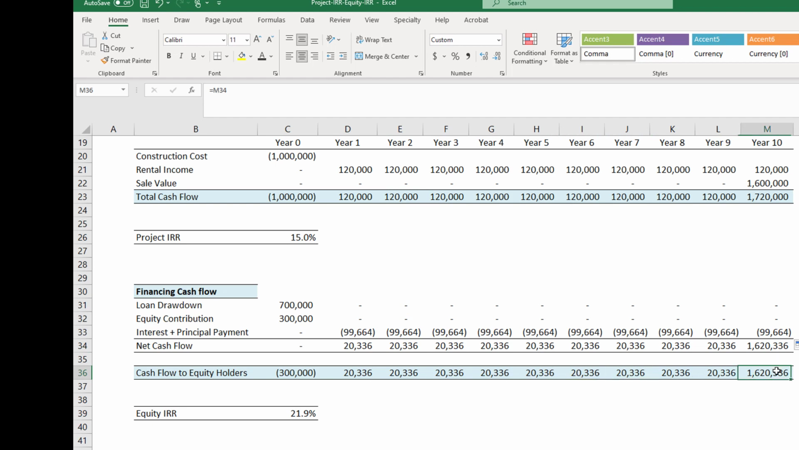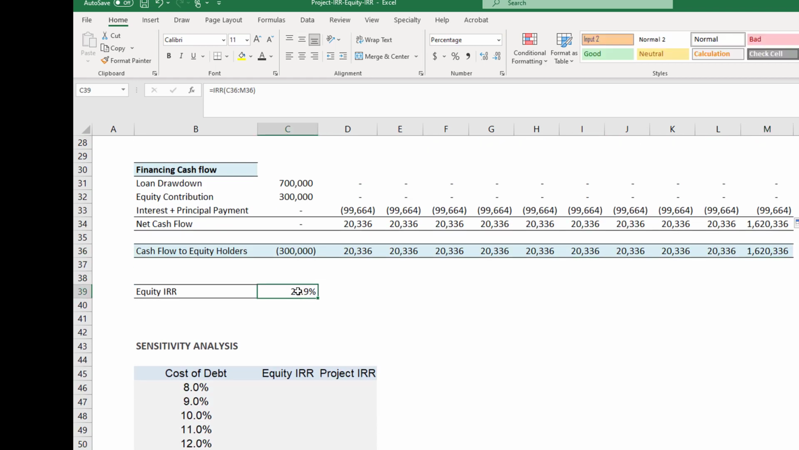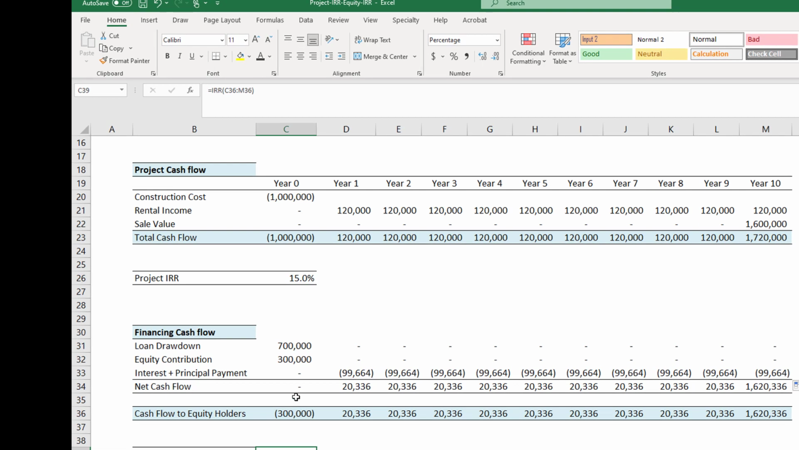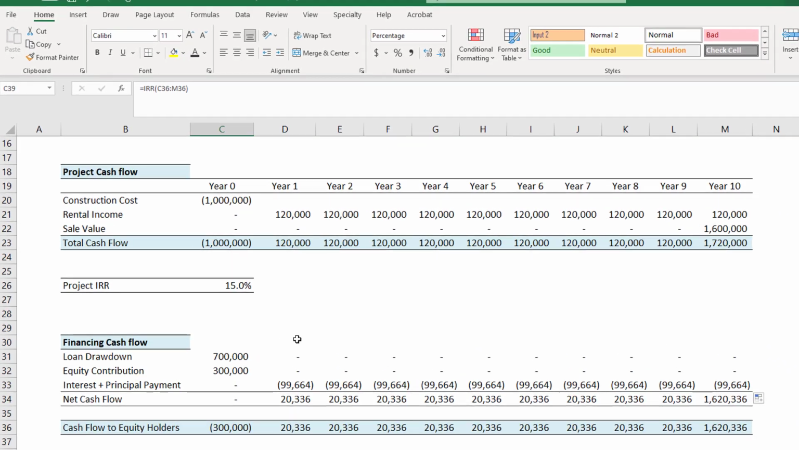So that's pure equity cash flow. And again, then we will get the asset proceeds. So again, the equity IRR is calculated on the cash flow to the equity holder. So you get around 21.9%. And project IRR here is less than the equity IRR, and that's why usually people take a loan to maximize the return of the equity holder.